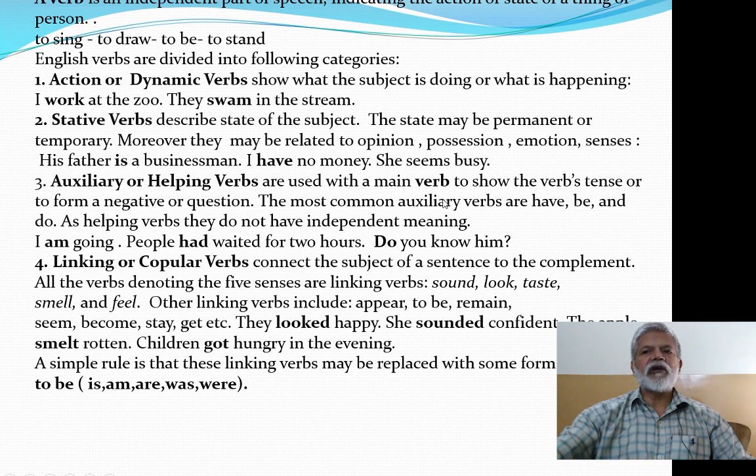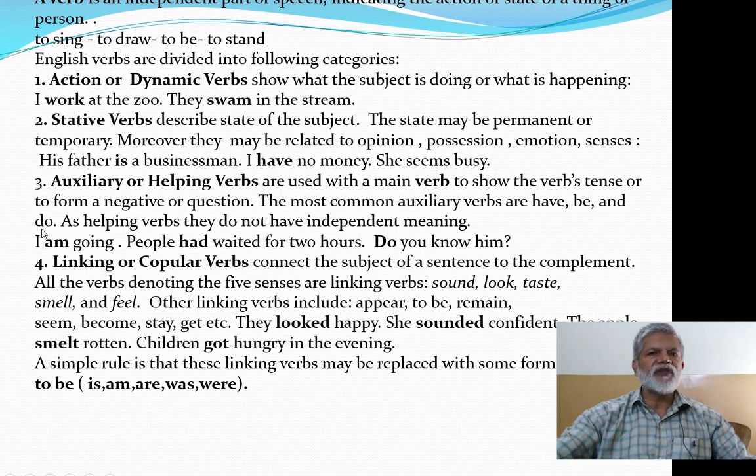The most common auxiliary verbs are have, be, and do. In the English language, these are three main or most common auxiliary verbs. Be, and you know, be has its forms: is, am, are, was, were, etc. These are the forms of be. Similarly, have is an auxiliary verb. It has the form had. And do, does, did. These are the forms of do.